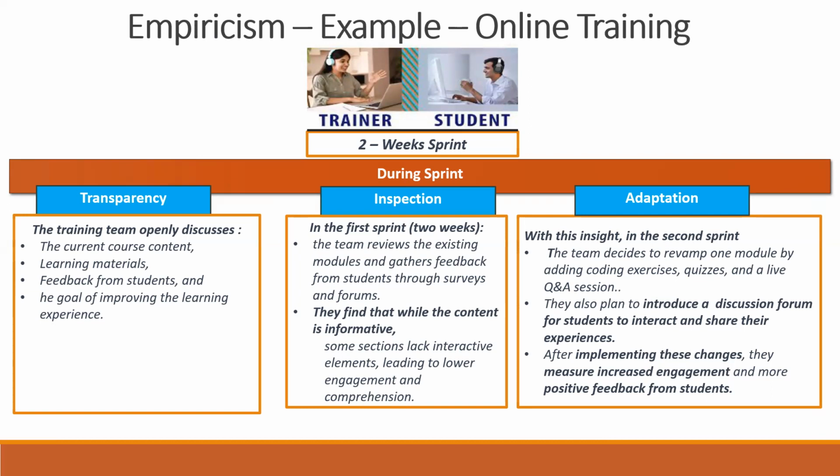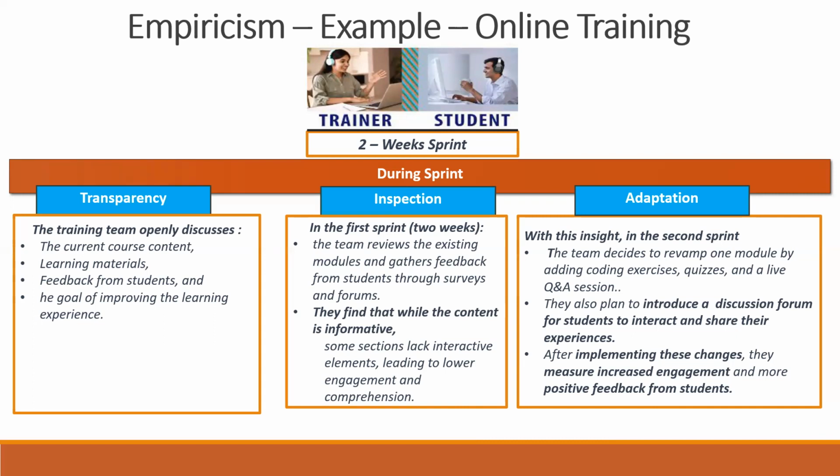Second, we have inspection. Once you are providing the training, there should be an inspection, right? In the first sprint, two weeks, the team reviews the existing modules and gathers feedback through surveys and forums. They find that while the content is informative, some sections lack interactive elements, leading to lower engagement and comprehension.